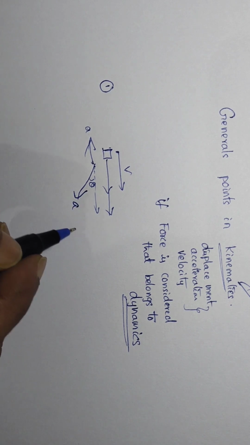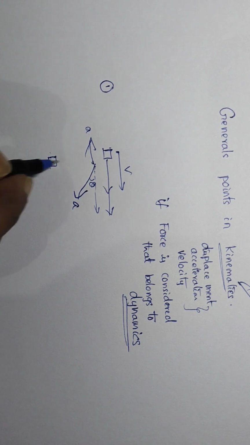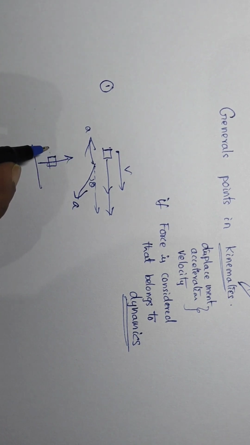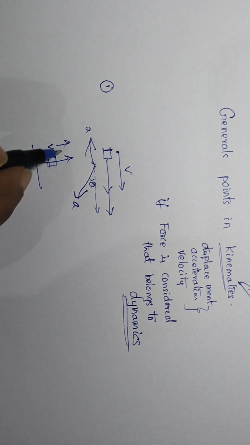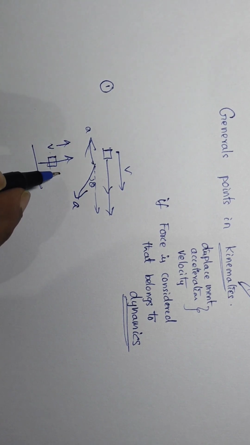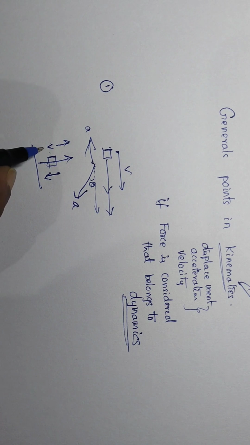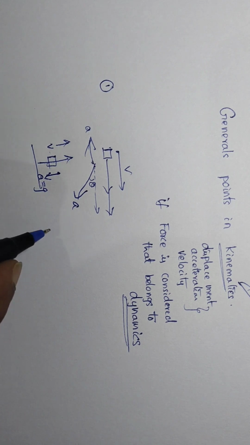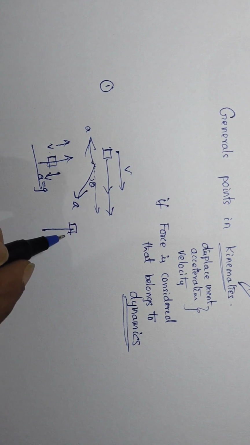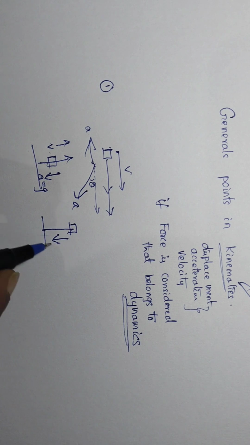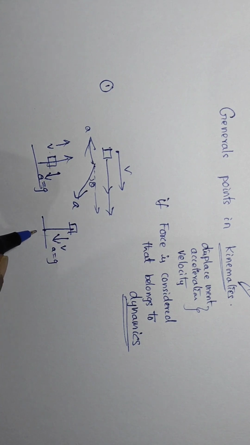For example, if an object is projected upwards, the velocity is in the direction of motion, whereas the gravitational acceleration is downwards. So the acceleration and velocity directions in this case are opposite. If the object is a free-falling body from some height, then the velocity and the acceleration are both in the same direction.